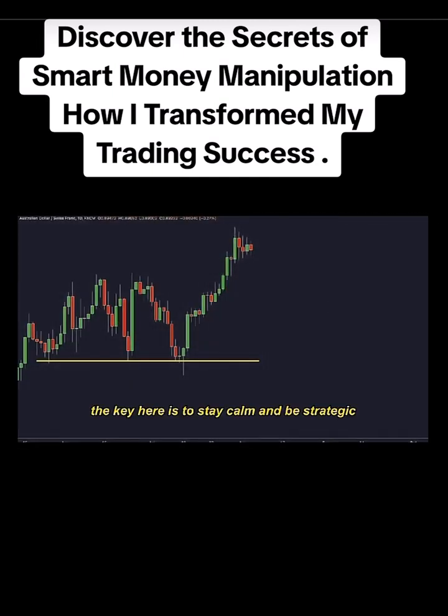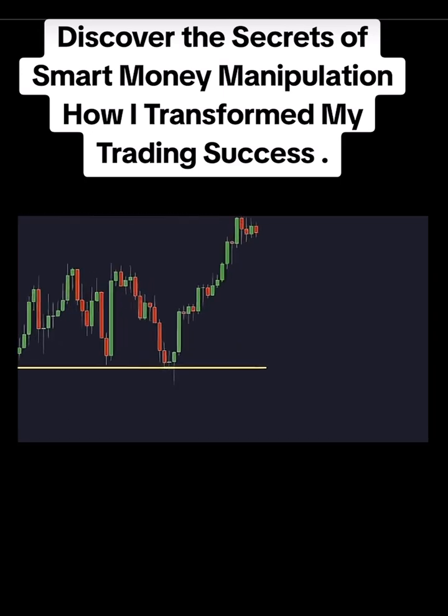The key here is to stay calm and be strategic. Recognize that stop loss hunting is a tactic used by big players, and don't let it shake you out of your position too easily. By waiting for that second confirmation, when another signal forms, you can re-enter with more confidence, knowing that you're aligning with the true direction of the market.